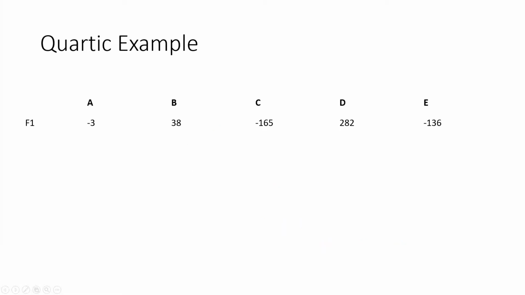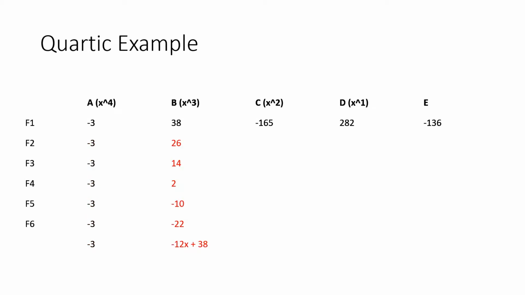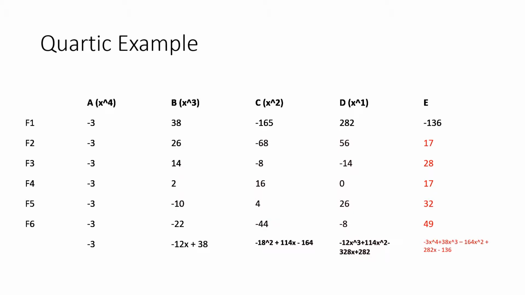Let's look at something a little bit more complicated. Here's a function, and let's build a phase matrix for it. We can see that the complexity of each column from the left to the right increases 1 degree until the final function in the rightmost column is the same as the initial data column.